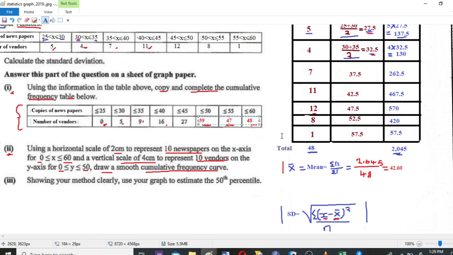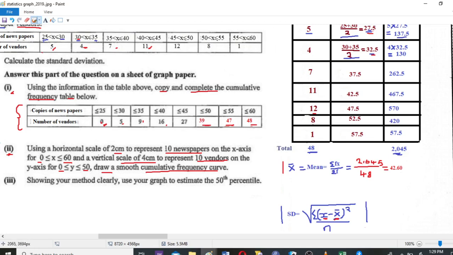Okay, so we have it now. After doing this, we have found the missing values in the cumulative frequency table. Now we need to show these values on the graph. We need to use these values to plot the graph. Okay, so how do we do that?